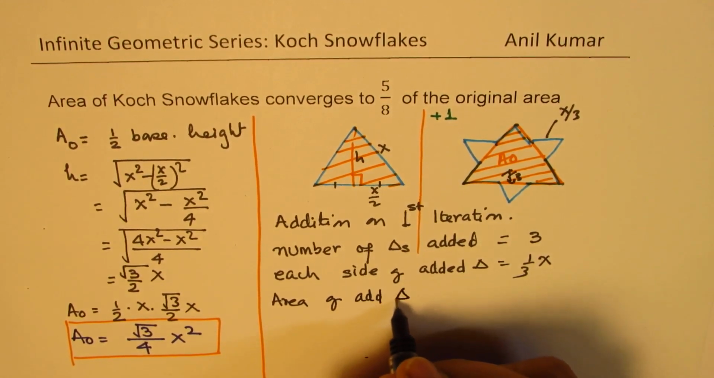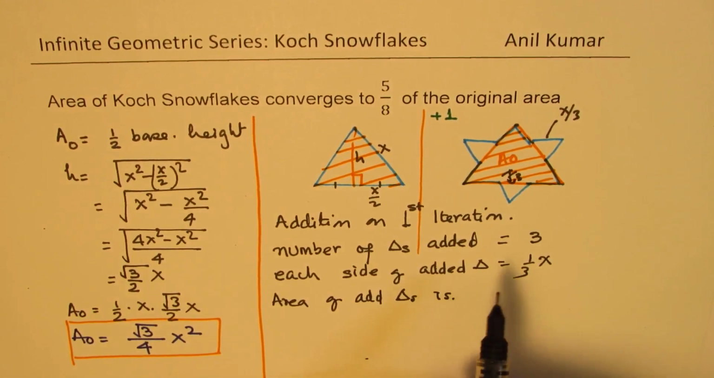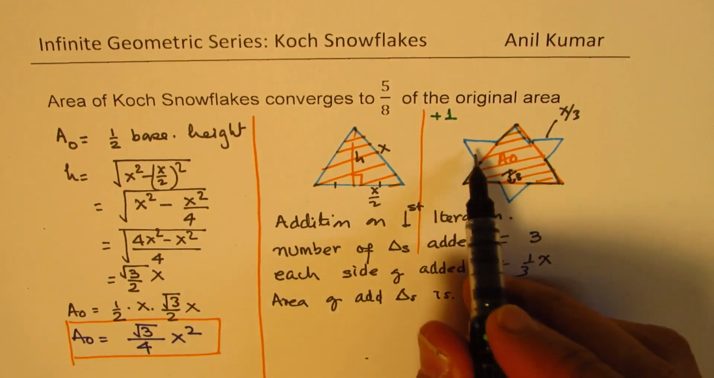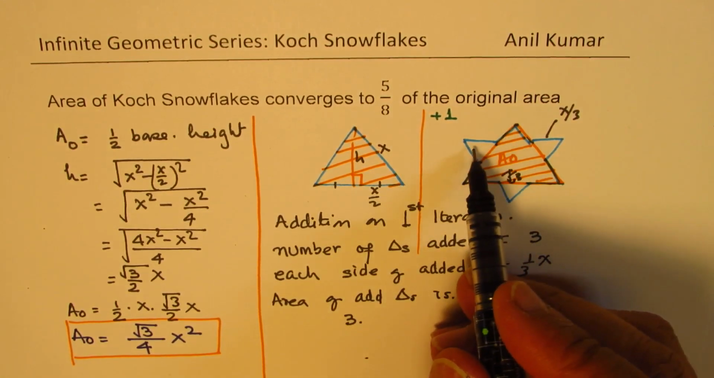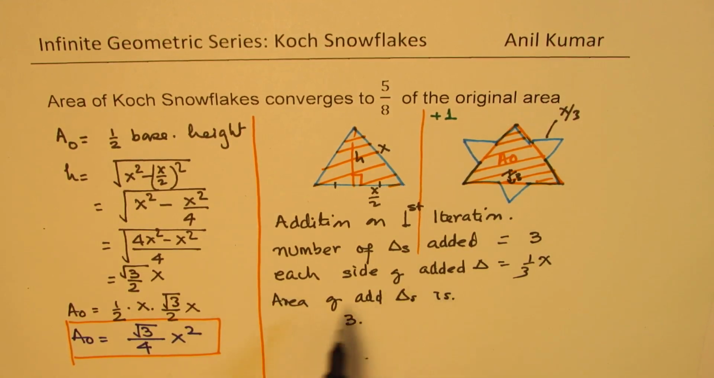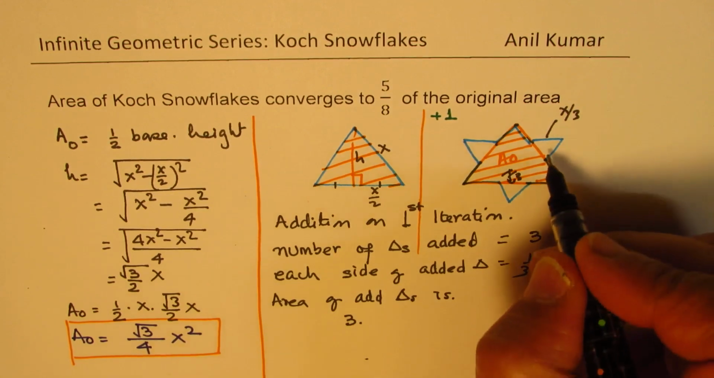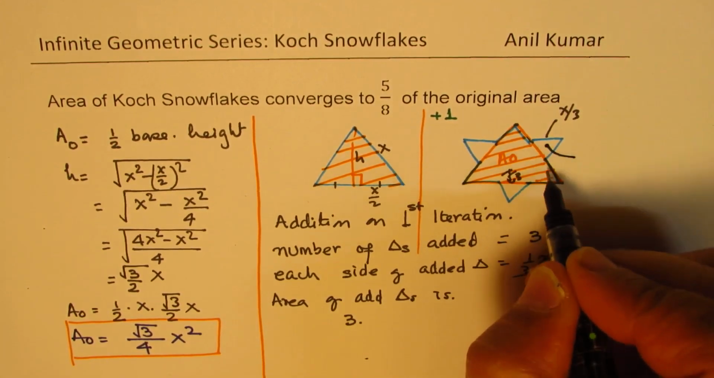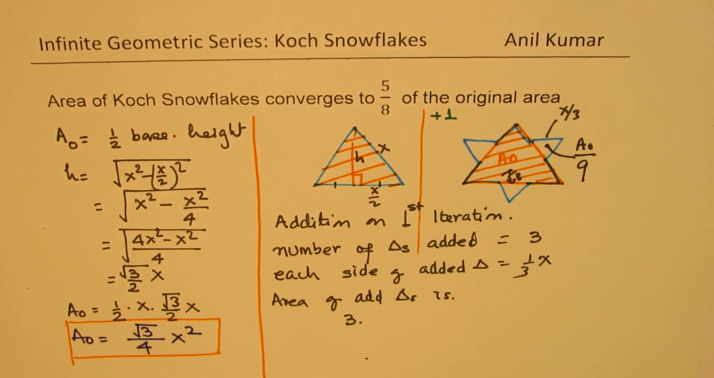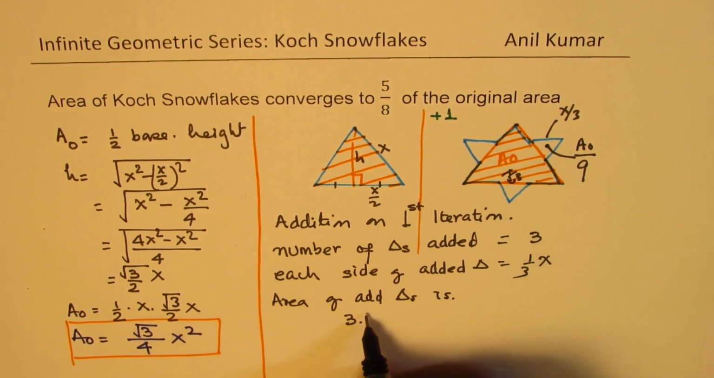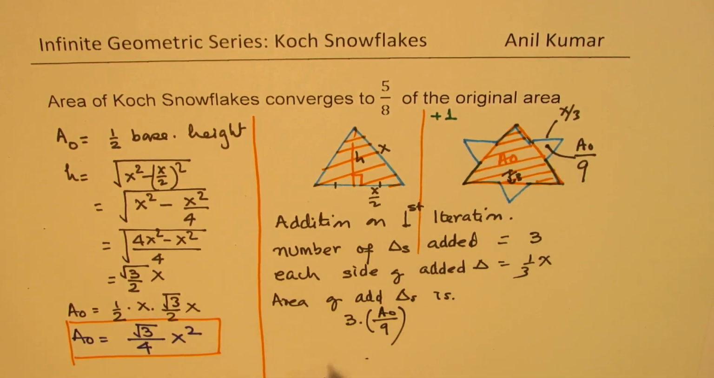Now if that is the case, the area of added triangles is how much? Well, the added triangles area will be 3 times, because we added 3 triangles, right? We can compare this with the original triangle. So if the area of the big triangle is A0, what is the area of this triangle? Since each side is 1/3, the area of each is A0 by 9, 3 square, correct? So the area of added triangles is 3 times, because we have 3 additional triangles, times A0 by 9, since the area of each added triangle is 1/9 of the original triangle area.